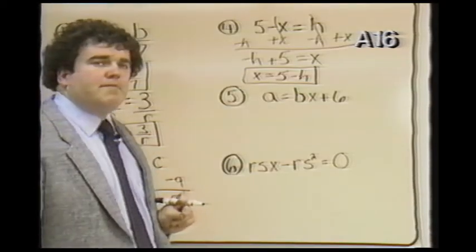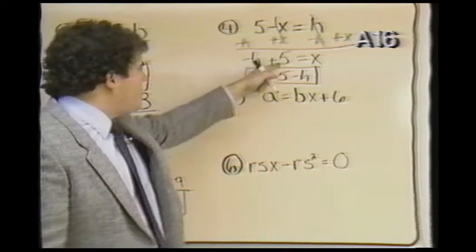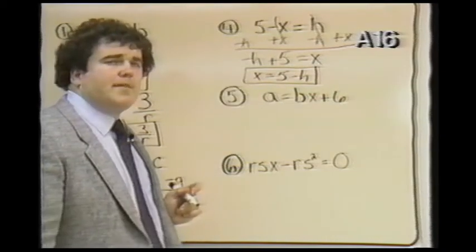As long as you keep the proper sign in front of your variable, you can switch them around. Minus h plus 5 is the same as 5 minus h.